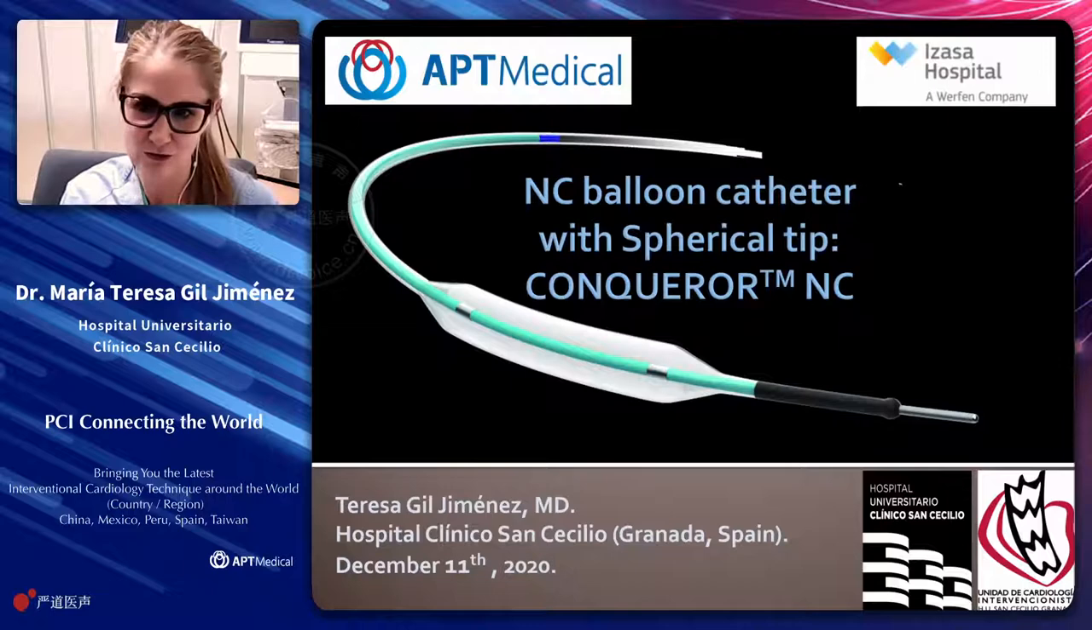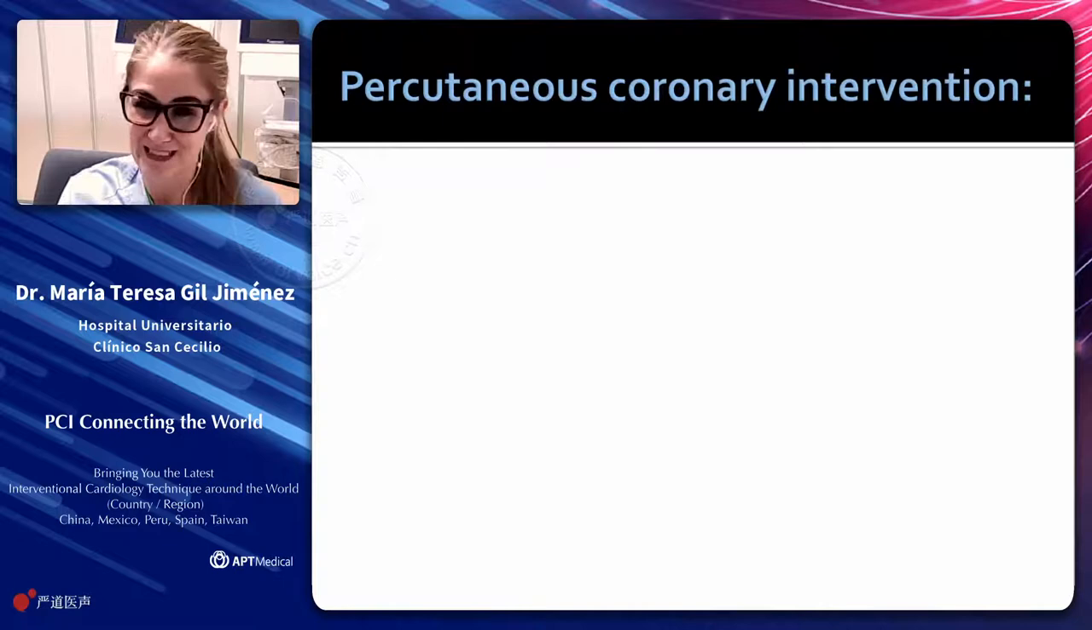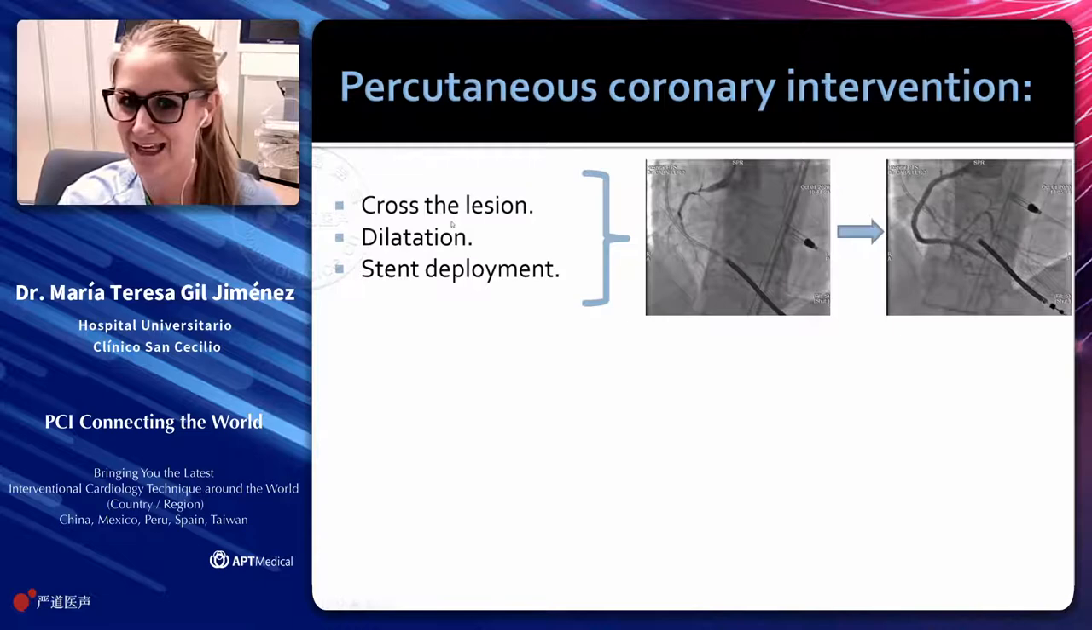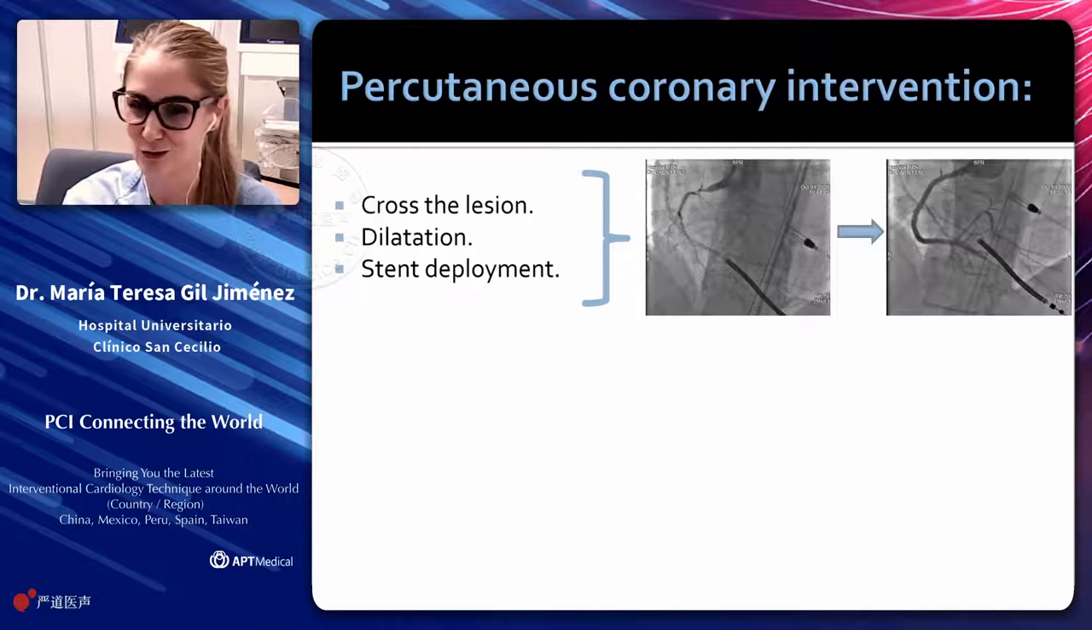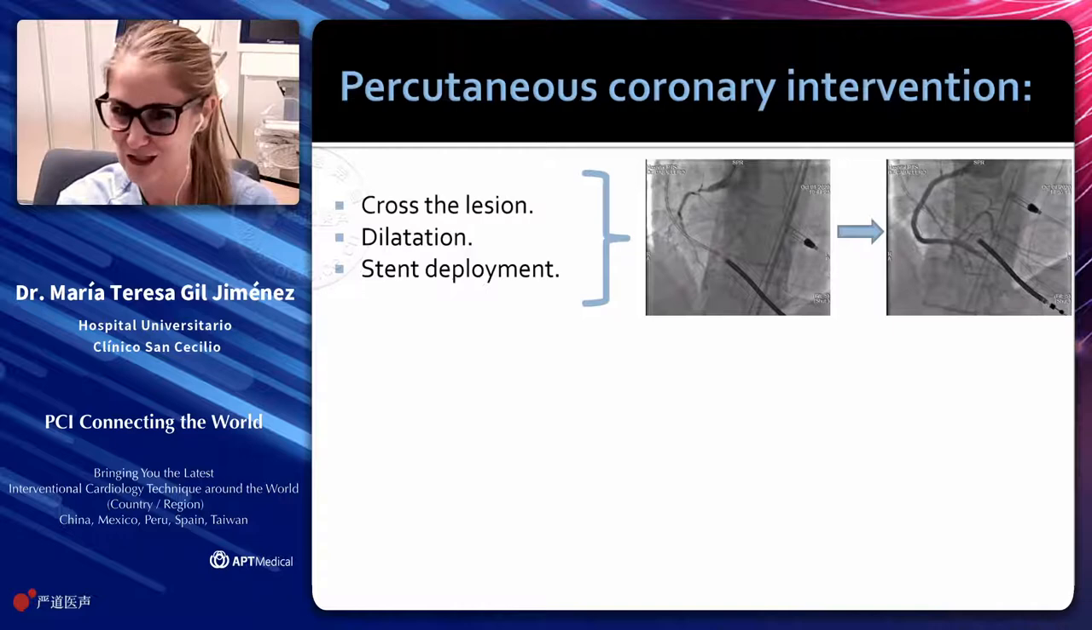Throughout the talk, we will focus on the non-compliant balloon catheter with a spherical tip. We all know that coronary PCI tries to go from this to this. The main steps are these three. The first step is to cross the lesion. Guide wires are the essential tools, but other devices such as the microcatheter or extension catheter could be decisive. We have seen from specialists in chronic total occlusion, or Dr. Nolte in bifurcation, that crossing the lesion could be very difficult.